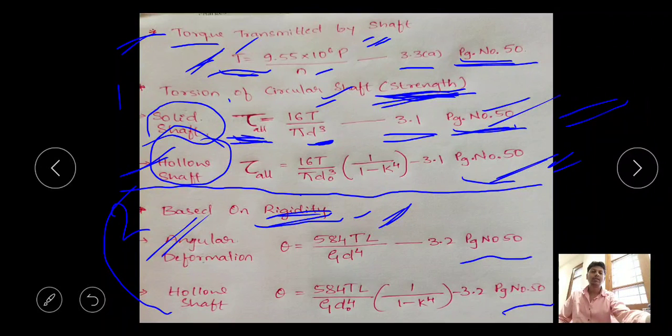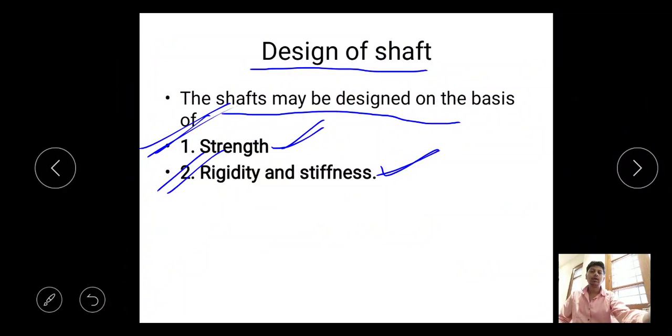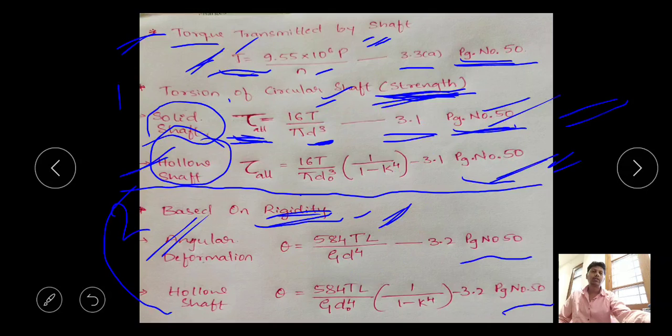Okay, so L is length. Suppose if you are taking a shaft, what is the length of this? So that is length divided by G. G is modulus of rigidity. That value is constant. That value will be given and D you have to find. Theta will be given, T will be given, L will be given, G will be given. You have to find what is diameter.